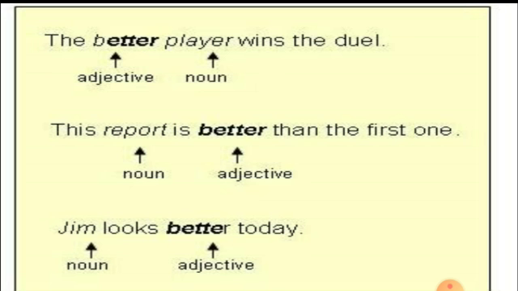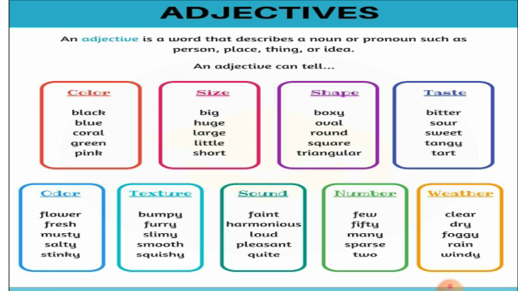Third one. Jim looks better today. What is the noun here? Jim. And what is the adjective? Better. Next, different types of adjectives. What an adjective says about color, size, shape, taste, order, texture, sound, number, and weather. Okay, as you can see here on the screen, like color, size, shape, taste, order, texture, sound, number, and weather.